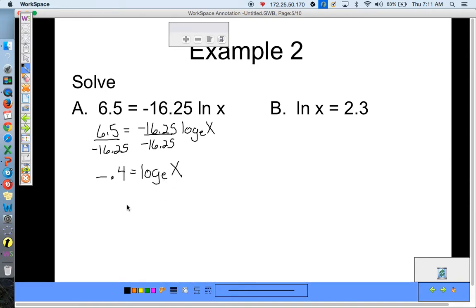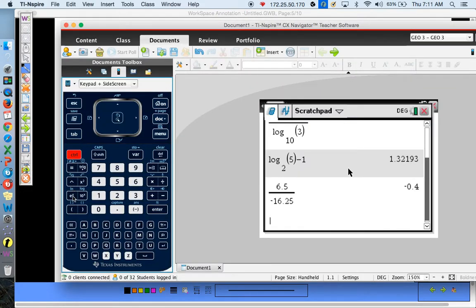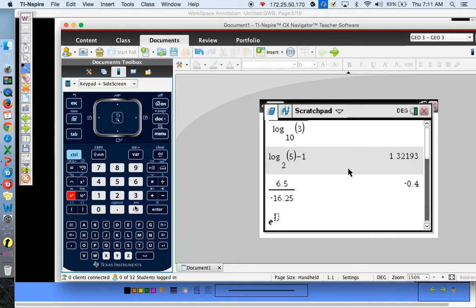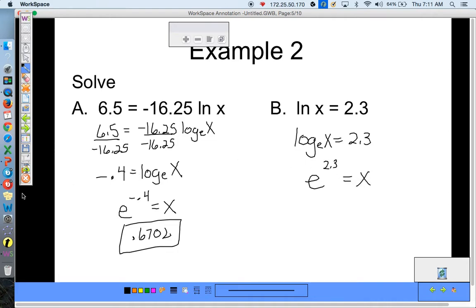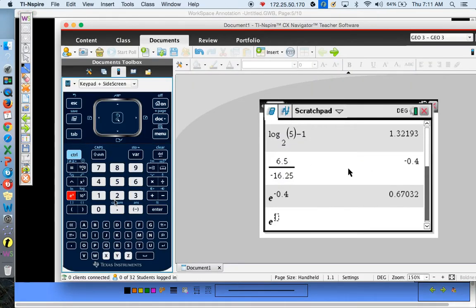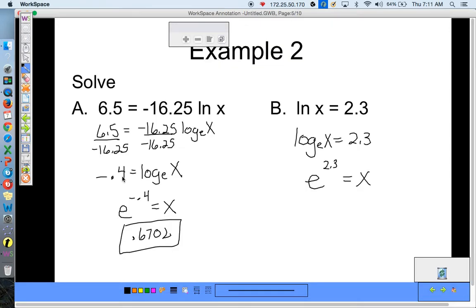Well, to solve it, we could put it into exponential. E to the negative 0.4 equals x. Oops, so let's see. Negative 0.4, 0.67, 0.02. And then on this one, again, I would rewrite it as log base e of x equals 2.3. So exponential, e to the 2.3 equals x. And we end up with 9.97.